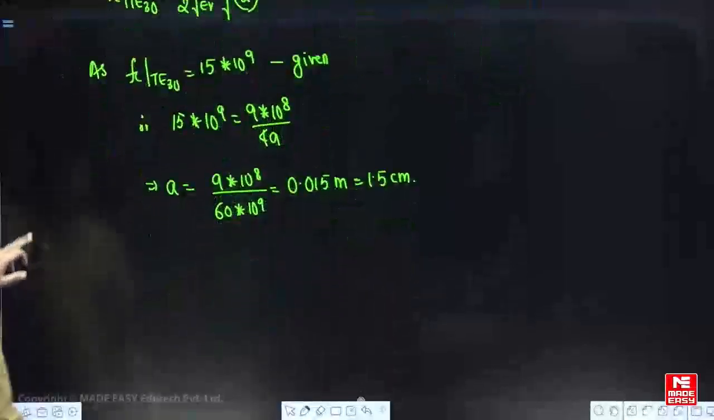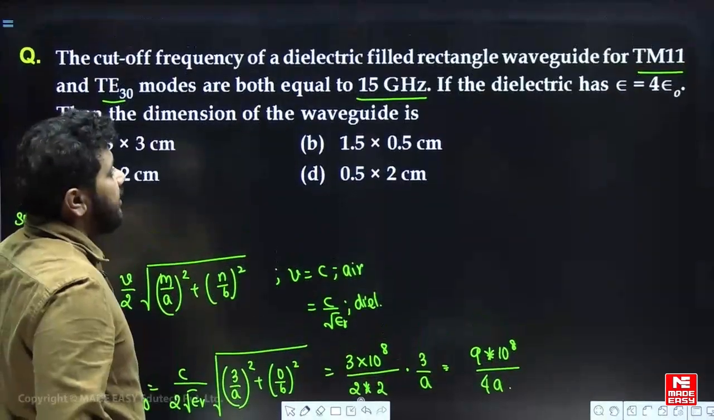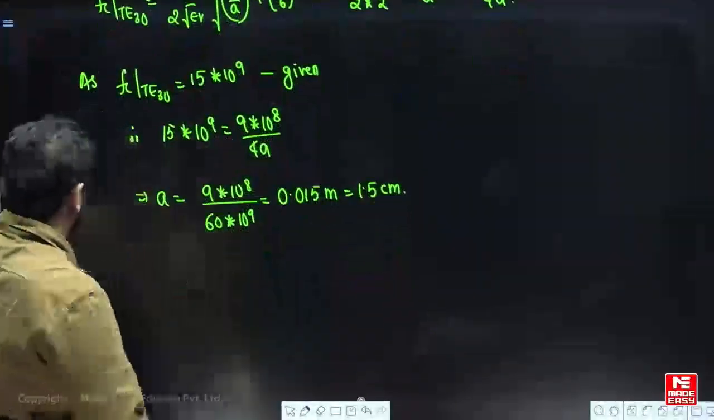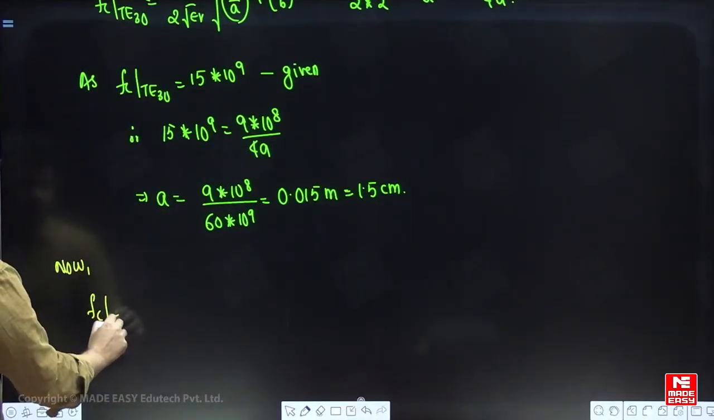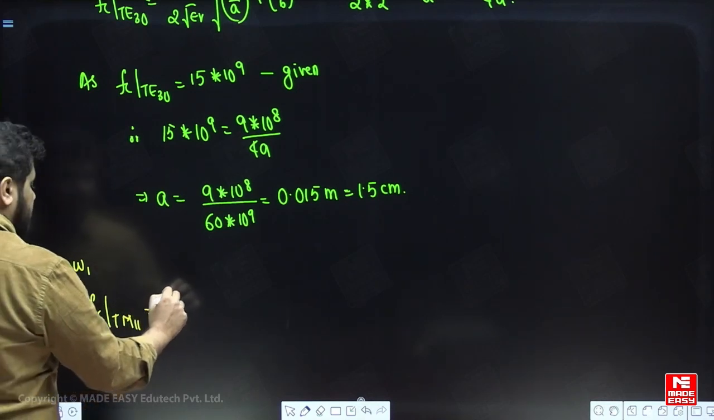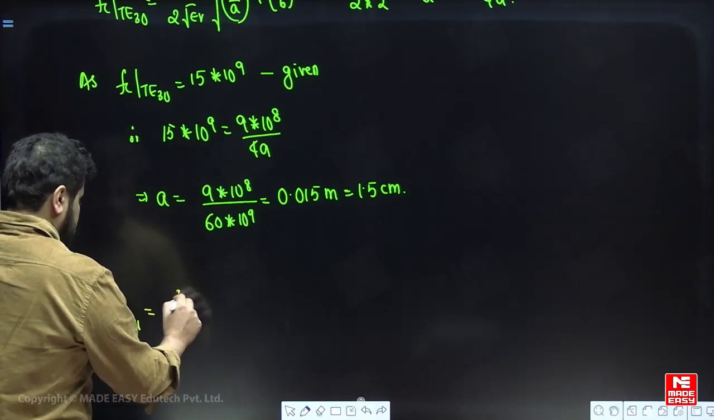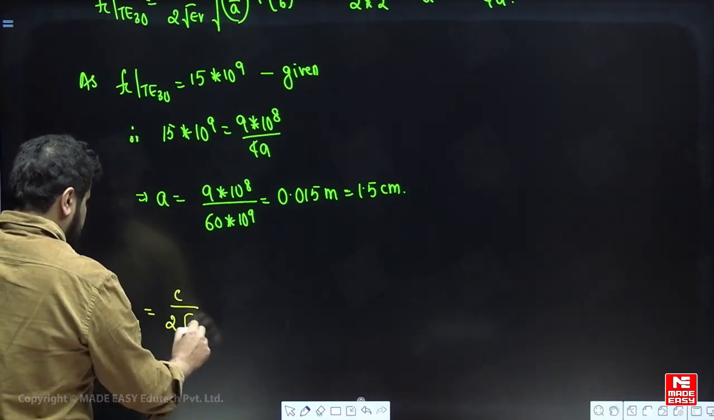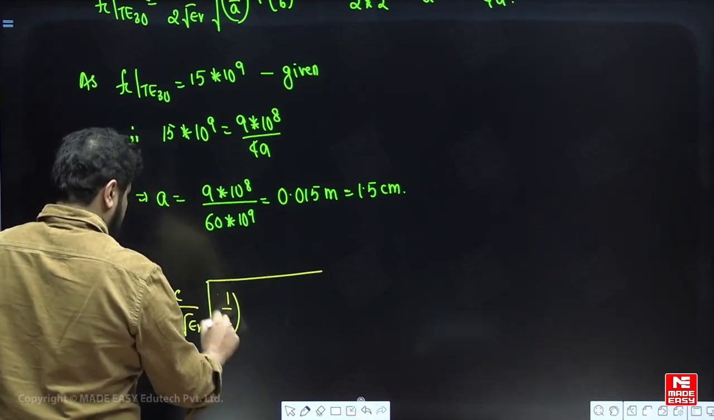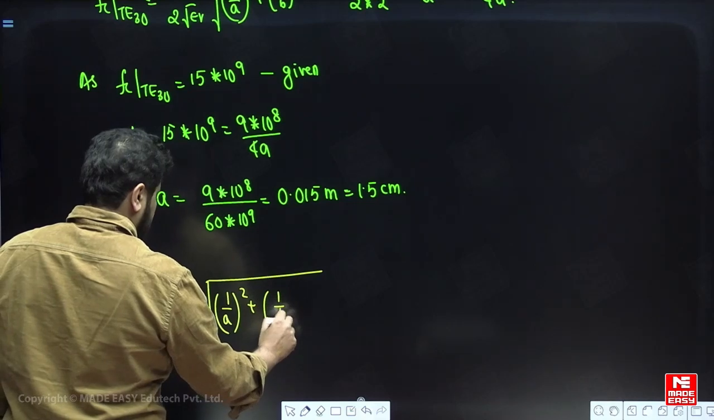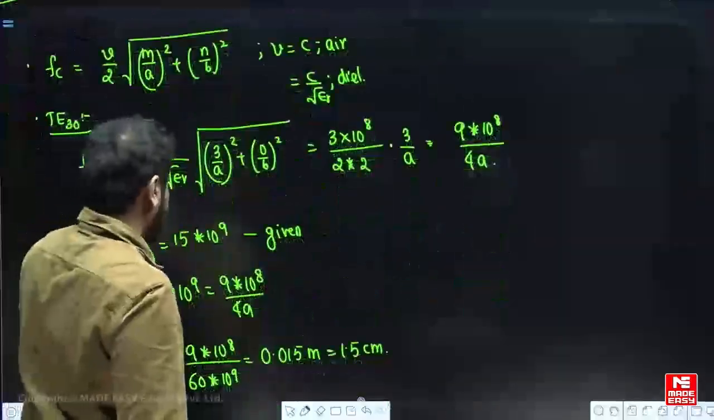Similarly now, the next mode is TM11. So for TM11, the cutoff frequency is equal to, I will directly write the formula, C upon 2 root epsilon r, root under 1 upon a whole square plus 1 upon b whole square. So it was TM11, both 15.